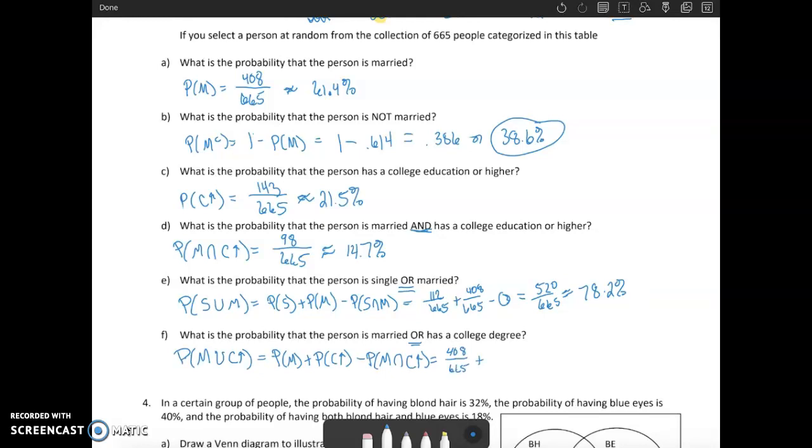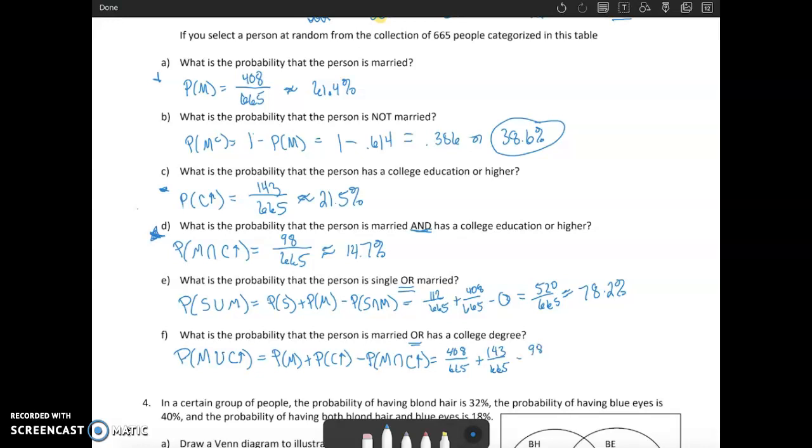And the probability, so this comes from A, and then the next part is from C. The probability of having a college degree or higher is 143 out of 665. But there is an intersection here. These overlap, and we saw that here in part D. The probability of being both married and having a college degree or higher is right here.